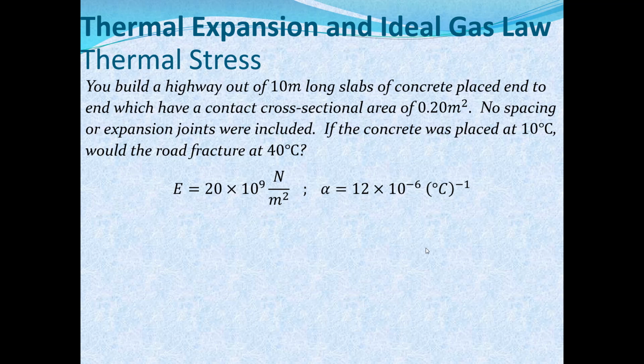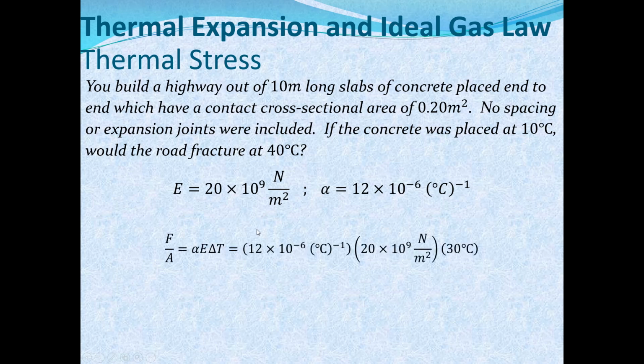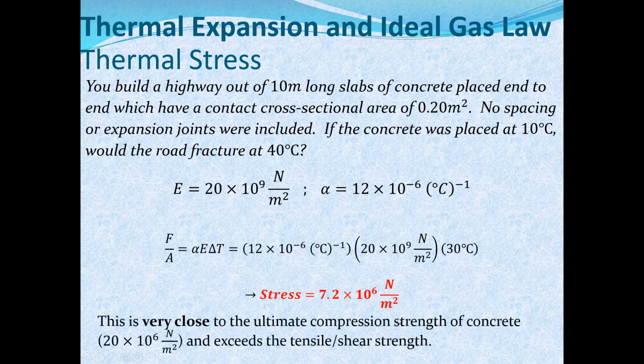All right, so here we have this question where we're going to try to figure out how much stress is added as the temperature goes from 10 to 40, and whether it fractures. For now, we're just going to use these numbers. We use the thermal stress equation, do a straight up plug and chug, and we get that the thermal stress on the concrete block is 7.2 times 10 to the 6 newtons per meter squared. Now the ultimate compression strength of concrete is 20 times 10 to the 6. So this is fairly close, much closer than we would probably want.